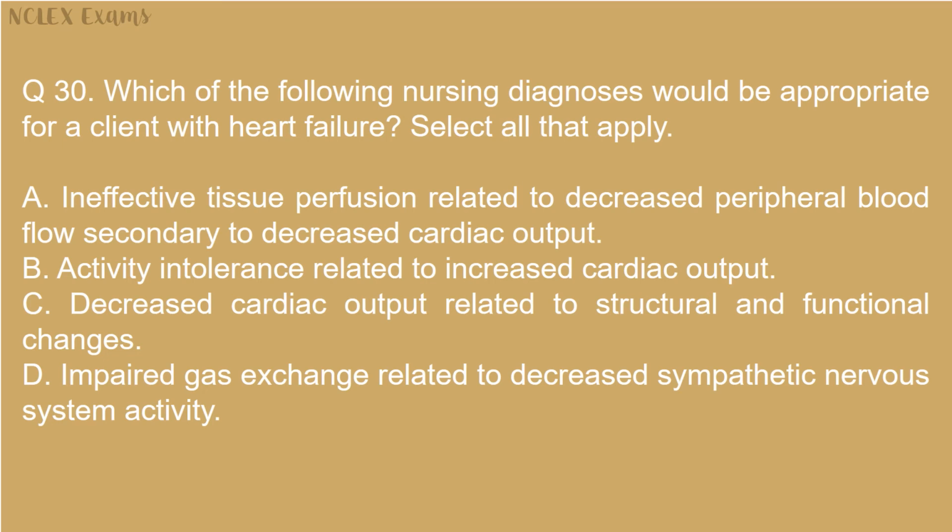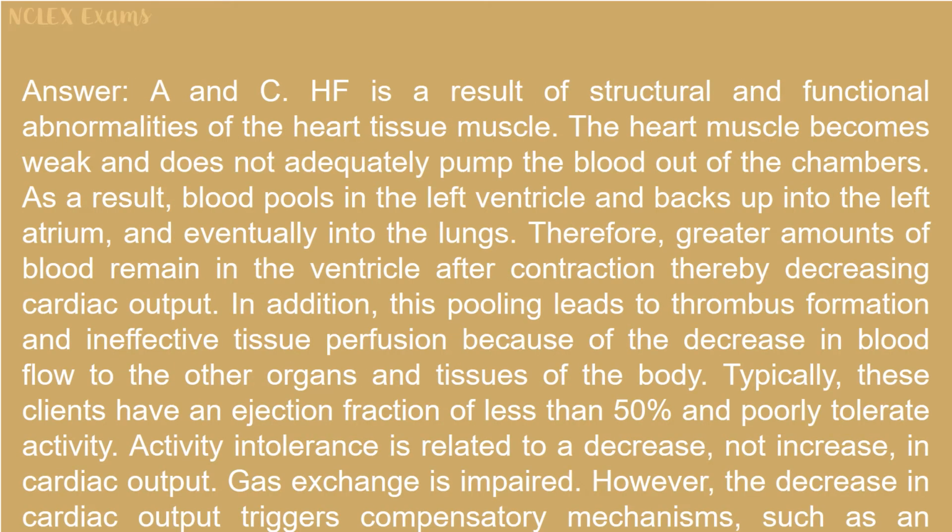Answer: A and C. CHF is a result of structural and functional abnormalities of the heart tissue muscle. The heart muscle becomes weak and does not adequately pump the blood out of the chambers. As a result, blood pools in the left ventricle and backs up into the left atrium, and eventually into the lungs. Therefore, greater amounts of blood remain in the ventricle after contraction, thereby decreasing cardiac output. In addition, this pooling leads to thrombus formation and ineffective tissue perfusion because of the decrease in blood flow to the other organs and tissues of the body.